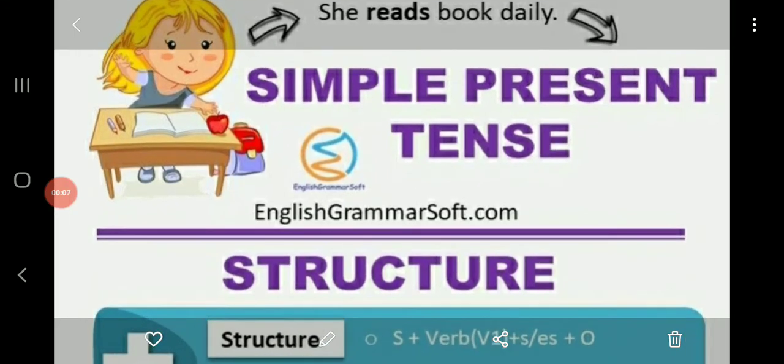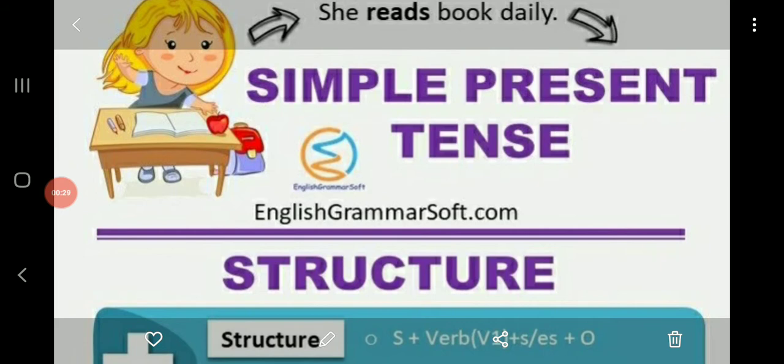Today I'm going to start a very important topic which will help you a lot in understanding English, and especially English grammar. This is also known as the backbone of English grammar, and the topic, as you can see on the screen, is simple present tense. It means we are going to start the tenses today onwards.